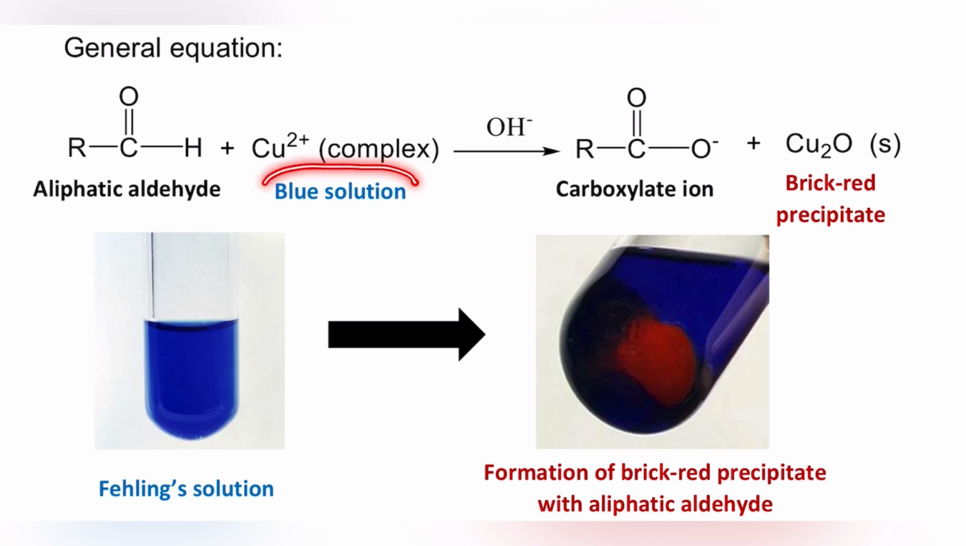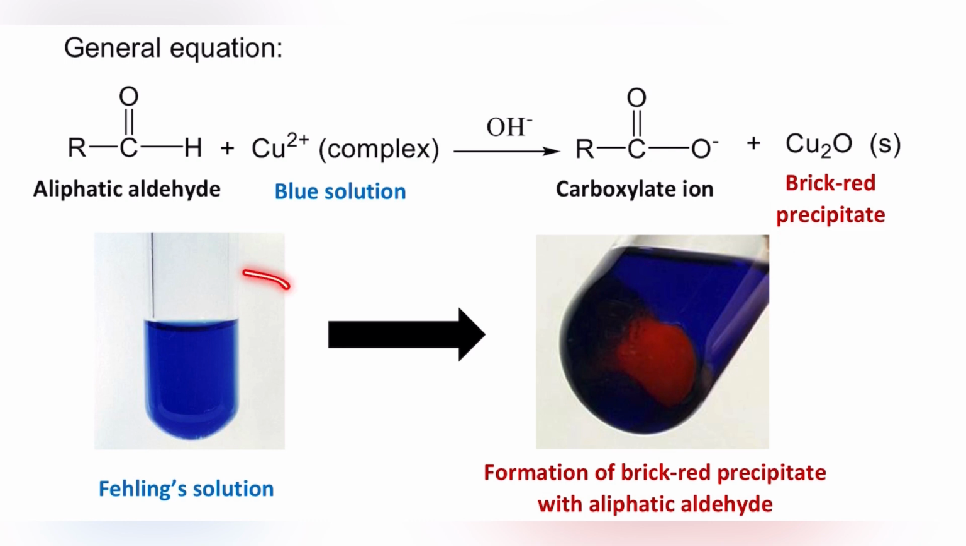Dan kita patut tahu warna copper 2+ here is blue solution. And don't forget OH- on the top of the arrow. You will get carboxylate salt and Cu2O, solid. So this solid is what we are referring to the brick red precipitate.